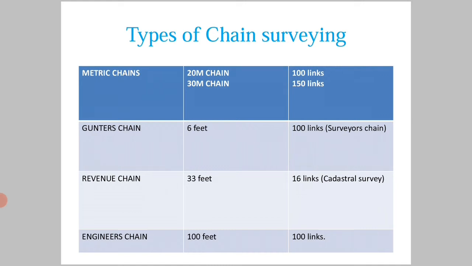The 33 feet chain has 16 links, and it is used in cadastral survey, and the 100 feet chain has 100 links. Okay, these are the types of chains, their lengths and the links they contain.